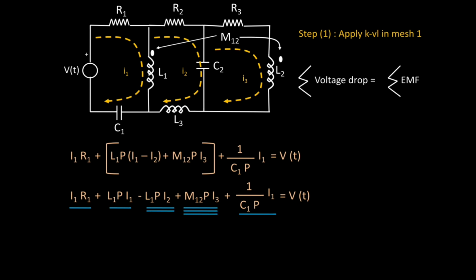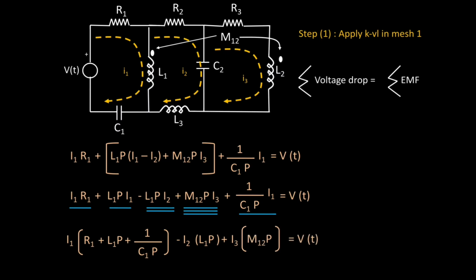Okay. So if you take I1 as common plus I1 as common, so in the bracket we will be having R1 plus L1P plus 1 upon C1P. If we take minus I2 common, then in the bracket we will be having L1P, and if we take I3 as common, so in the bracket we will be having M12P. Okay, and is equal to, we will write V of t. So we got equation number 1 after applying Kirchhoff's voltage law in mesh number 1.